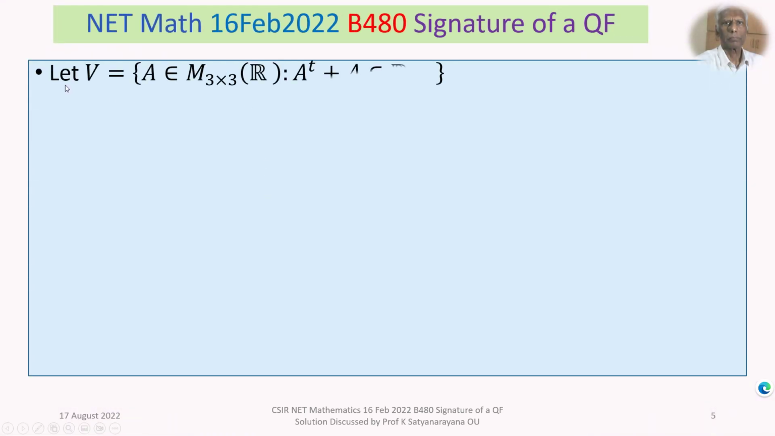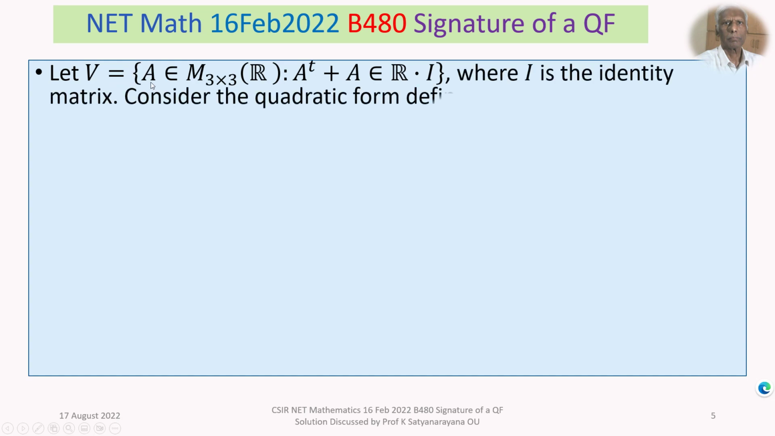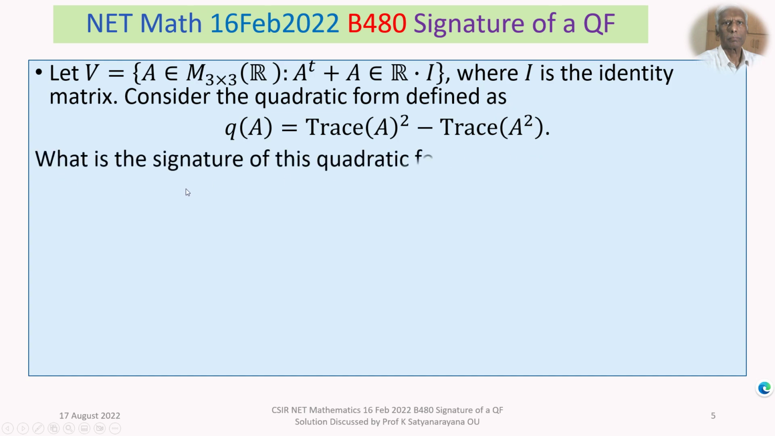The problem is: let V be the set consisting of A belonging to M 3 by 3 over R, where R is the set of real numbers, such that the transpose of A plus A belongs to R dot I, where I is the identity matrix. Consider the quadratic form defined as Q of A is equal to square of trace of A minus trace of A square. What is the signature of this quadratic form?